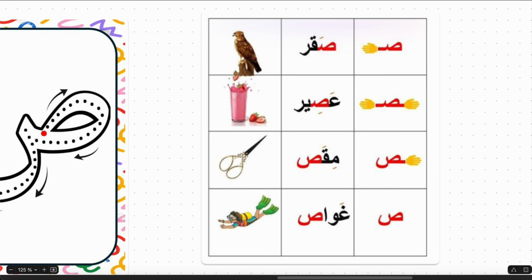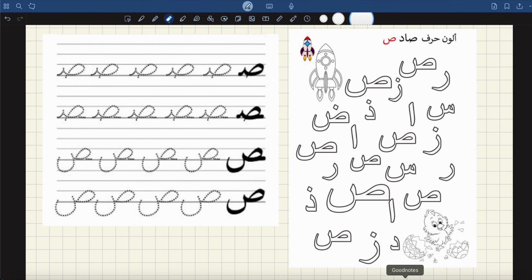Now we are going to the activity. I think I can say this is an activity to draw or to find the letter Sad.